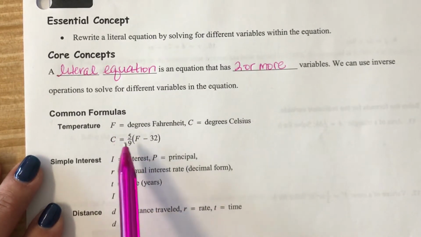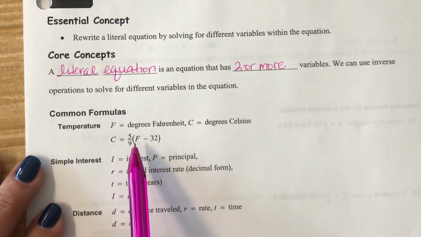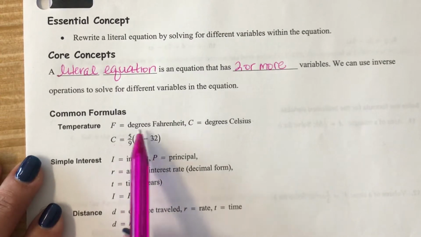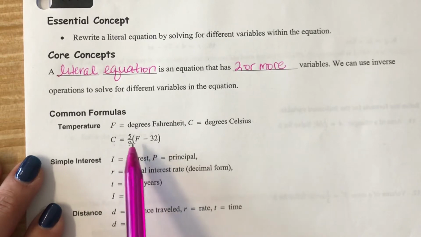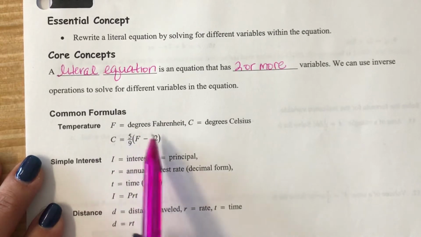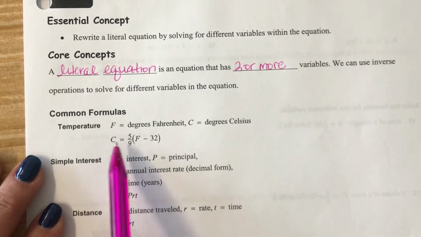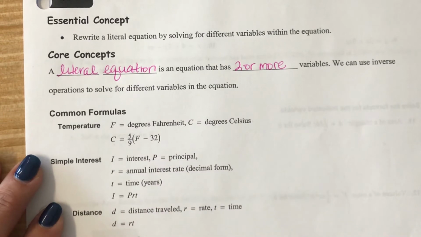I want an equation that instead of giving me the temperature in Celsius, gives me the temperature in Fahrenheit. So I would want to undo the stuff around the F, just like we have been with inverse operations, and reorganize this and rewrite it so that instead of it being written as C equals, it's written as F equals, right? So that's our goal today.